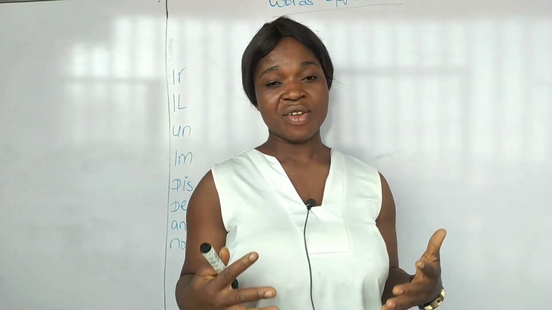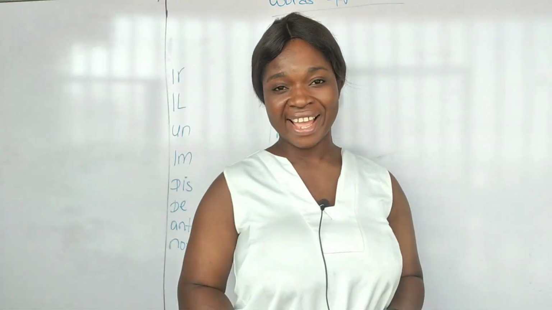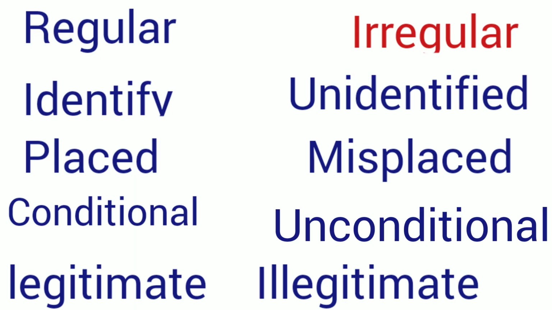Okay, so let's still see the following words to know if actually we are getting it right. Okay, so let's go. We have regular, and the opposite of regular is irregular. So if something is not regular, it is irregular. Okay, we have identify. If something is not identified, it is unidentified. You either identify something or it is unidentified. We have placed and misplaced. You either keep something safe, that is placed, or you misplaced it.